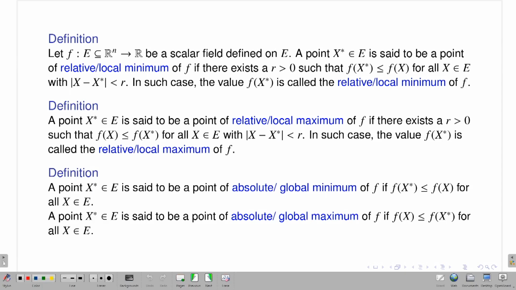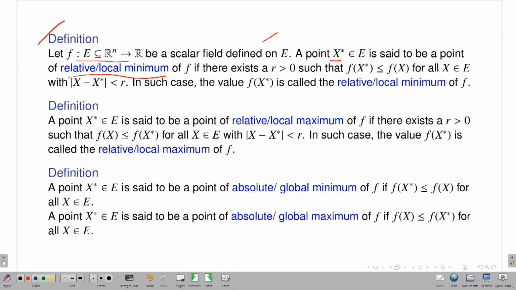The first definition is of relative maxima or relative minima, also called local. So what is that? I am starting with a function f from some set E subset of Rn to R, so it's a scalar field. Look at the definition very carefully. A point x star in the domain E, I'll say that it is a point of relative or local minimum of f.